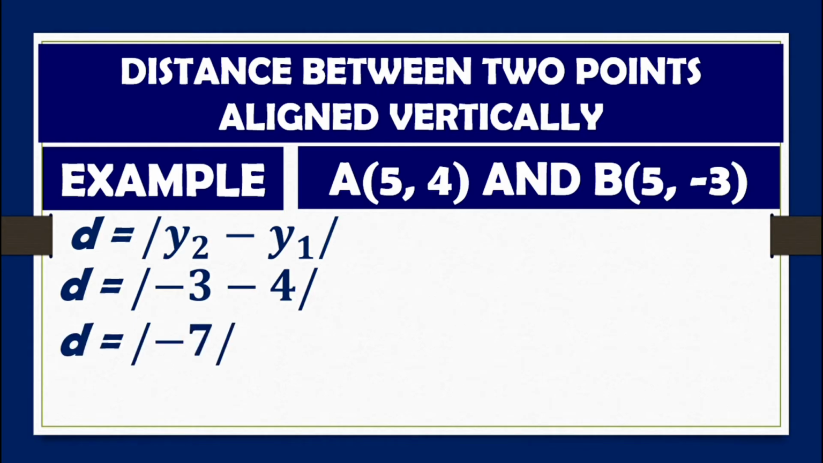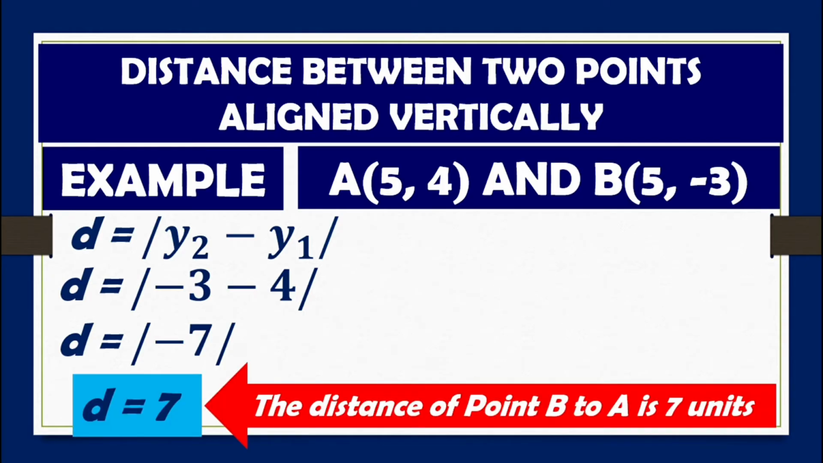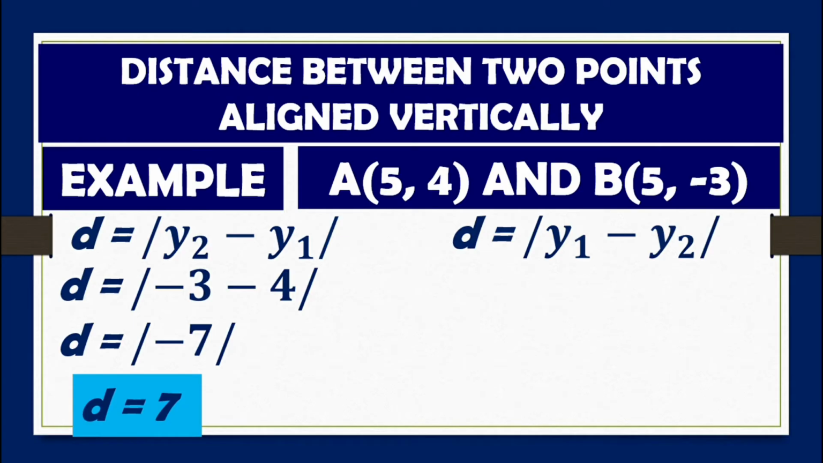And the absolute value of negative 7 is positive 7. Therefore, we can consider that the distance of point B to A is 7 units. On the other hand, if we will utilize the second formula, distance is equal to the absolute value of y sub 1 minus y sub 2. Distance is equal to... y sub 1 is 4 and y sub 2 is negative 3.